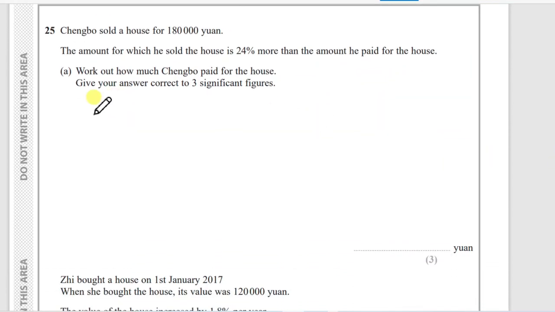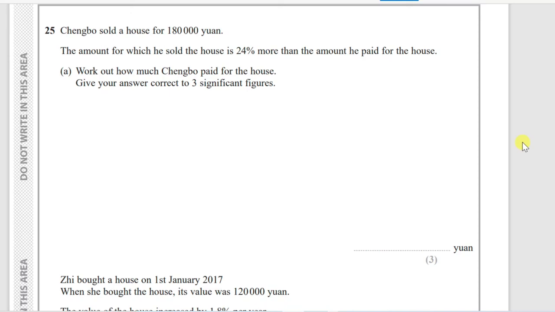Okay, 25. Cheng Bu sold a house for 180,000 yuan. Now, the amount for which he sold the house is 24% more than the amount he paid for the house. Nice, so he made a profit. Work out how much Cheng Bu paid for the house. Give your answer correct to 3 significant figures.